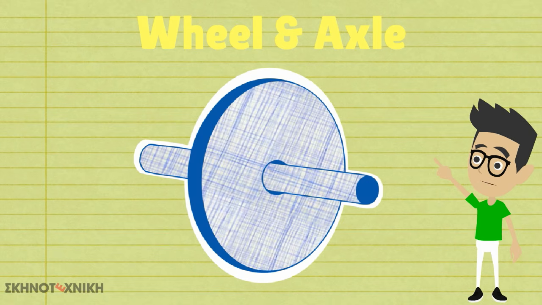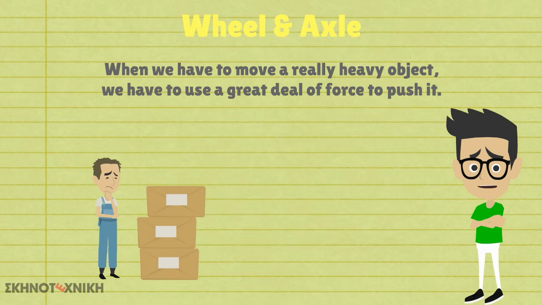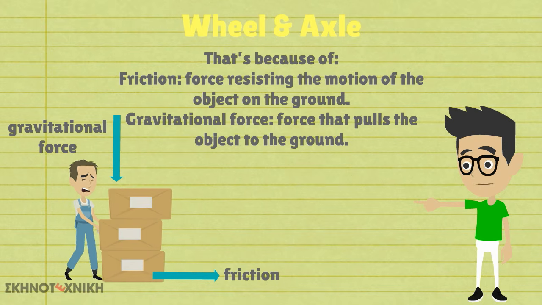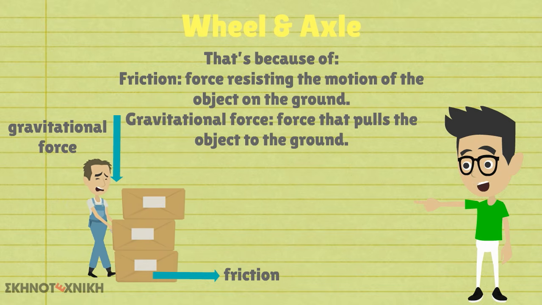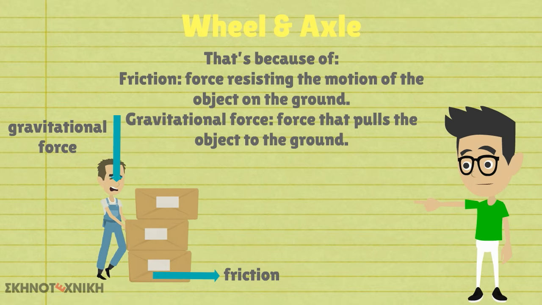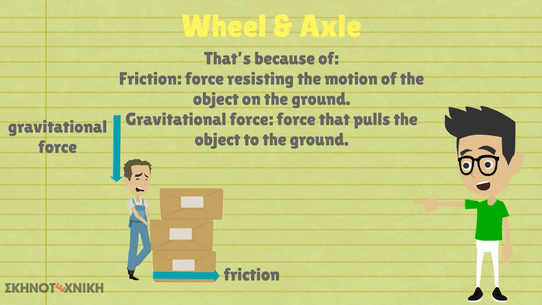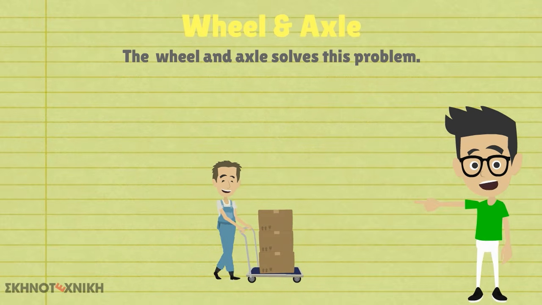Wheel and axle. When we have to move a really heavy object, we have to use a great deal of force to push it. That's because of friction, the force that's resisting the motion of the object on the ground, and gravitational force, the force that pulls the object to the ground. The wheel and axle solves this problem.